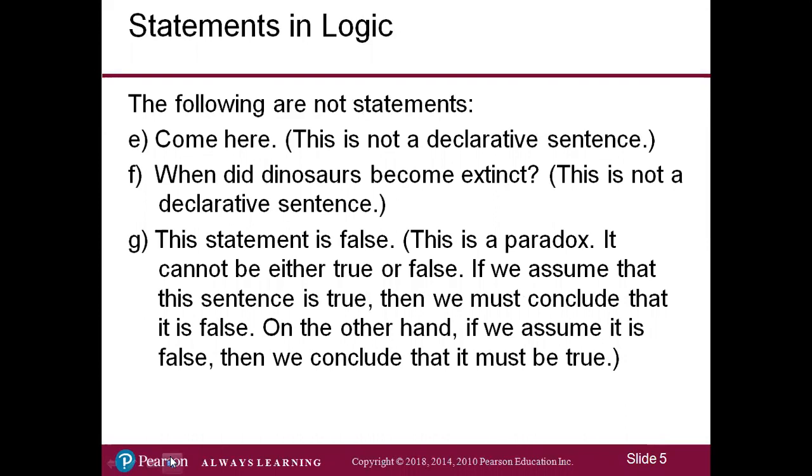The following are not statements. Come here. This is not a declarative sentence. When did the dinosaurs become extinct? This is not a declarative sentence. This statement is false. This is a paradox. It cannot be either true or false. If we assume that the sentence is true, then we must conclude that it is false. On the other hand, if we assume it is false, then we conclude that it must be true.